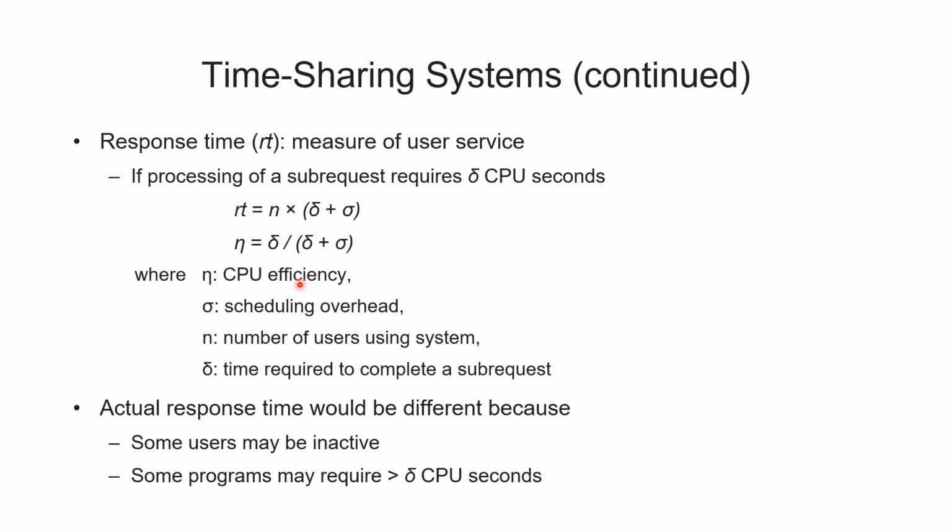So that is called efficiency. But the actual response time would be different because some users may be inactive. So it is waiting for some activity. I mean, some response needs to be completed, waiting for some events to occur. At that time some of the users will be in inactive mode, and some programs may require greater CPU time than the actual CPU time. Because of that reason the response time may differ.